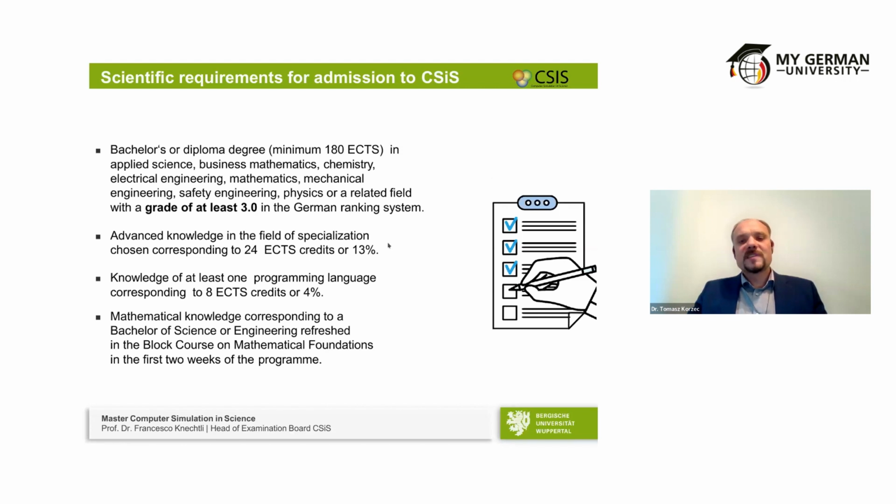You have to choose a specialization, and in the field of your chosen specialization, you have to have already some advanced knowledge. To give an example, if you, for instance, choose theoretical particle physics as your specialization, we would require you to already know a little bit about quantum mechanics. No matter what specialization you choose, you need to know at least one programming language. And you need to have a firm basics in mathematics at the bachelor level.